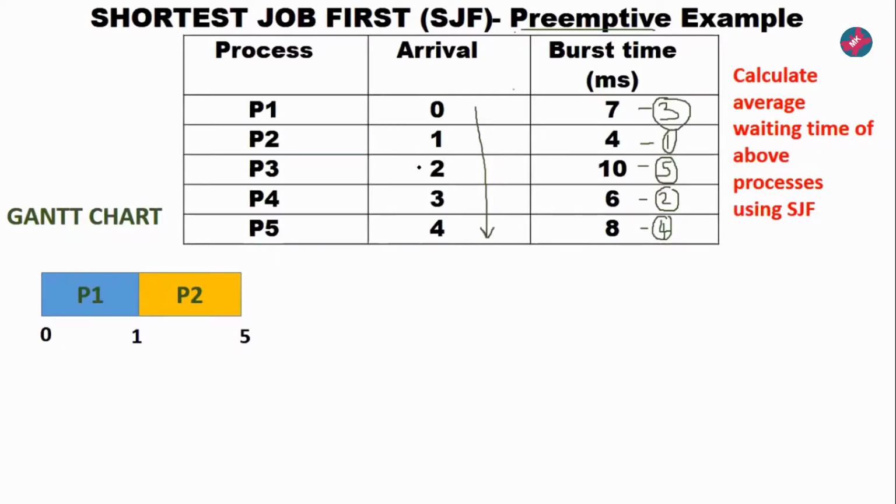After the second millisecond, if you go on observing this, the smallest is P2, isn't it? Hence, it will not be interrupted and P2 will be executed till the complete CPU burst. P2 will execute without any interruption for 4 milliseconds. Till this time of 5, all the processes have entered the system. So after this 4 milliseconds, which is the smallest one, P4 is the smallest one, isn't it?